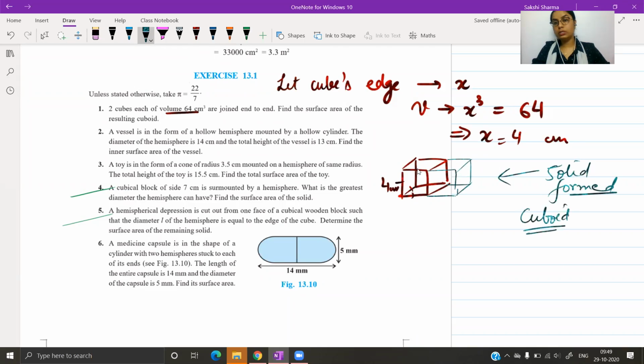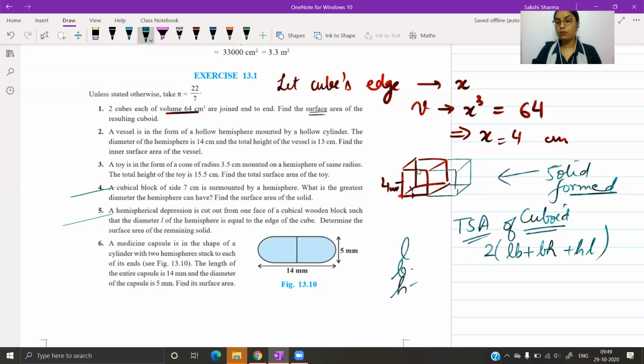And to find out the surface area of this cuboid, one more thing. Unless it's indicated, surface area would mean total surface area. So we have to find out the surface area of this cuboid. To find out the total surface area of a cuboid, the formula we use is twice LB plus BH plus HL. For this, you need the length, breadth, and height for the resulting solid. Can you identify what will be the dimensions for this cuboid?